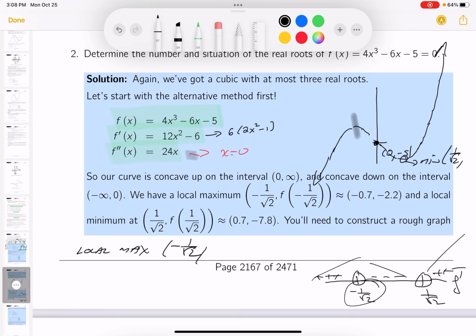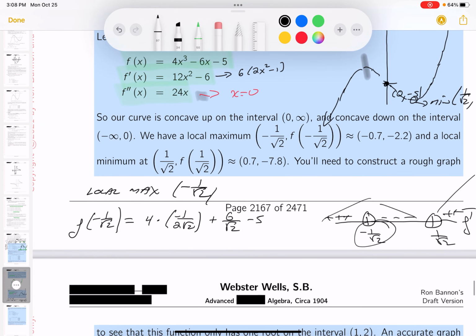Now, I'm going to do a quick evaluation of that. My concern is not the actual number. I'm wondering, is it a positive number or a negative number? So I'm going to put this down, f of minus 1 over root 2. And what would you get there? 4 times minus 1, 2 root 2's. I'll write that down. Then you get plus 6 over root 2 minus 5. This was a lot of work, isn't it? So you get minus 2 over root 2, plus 6 over root 2, I'm sorry, I misspoke, minus 5.